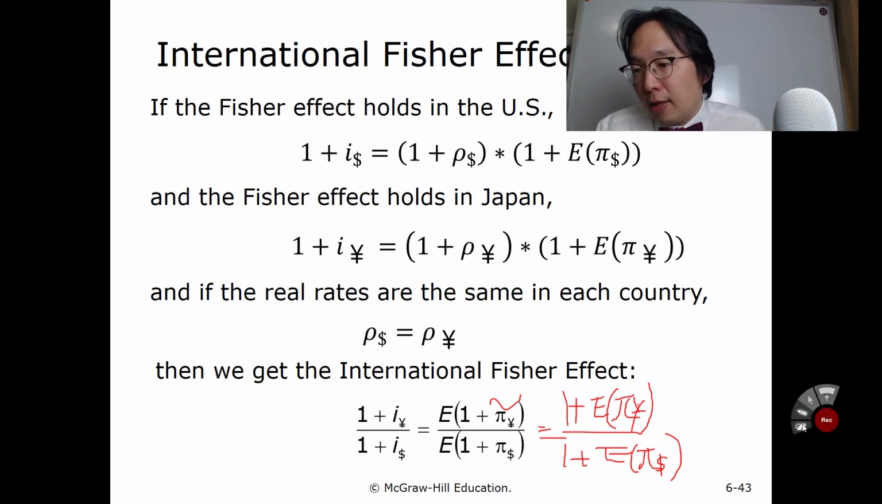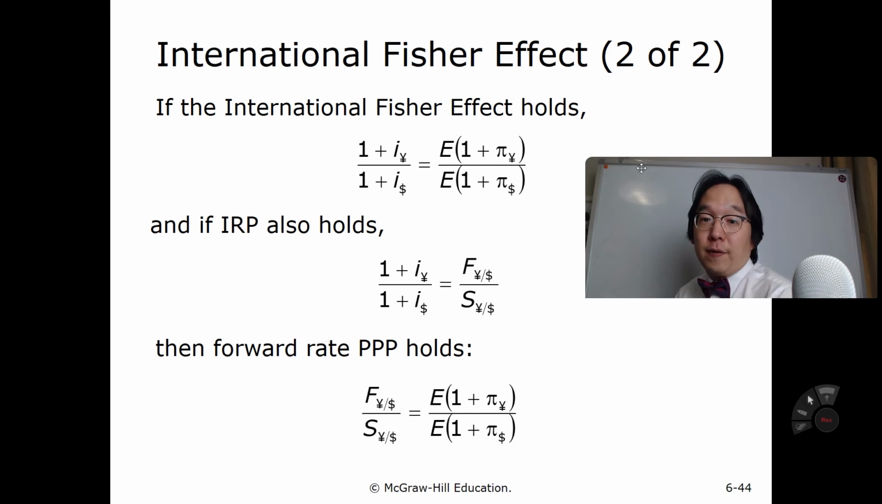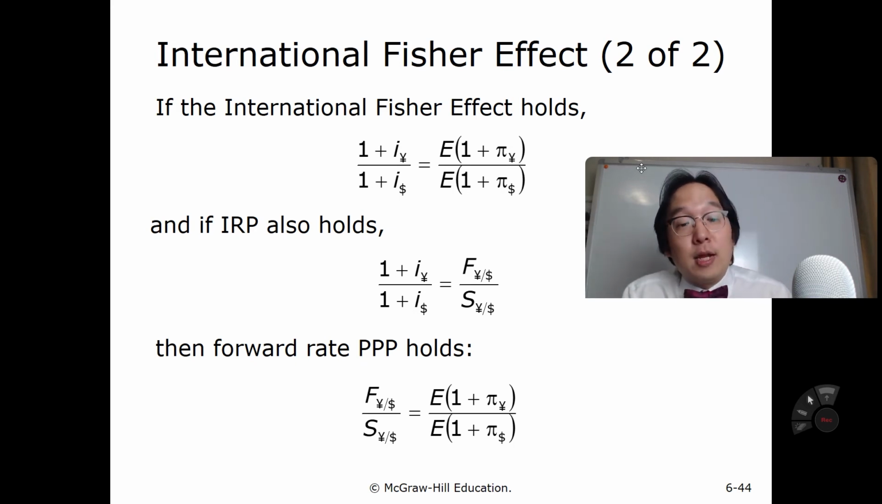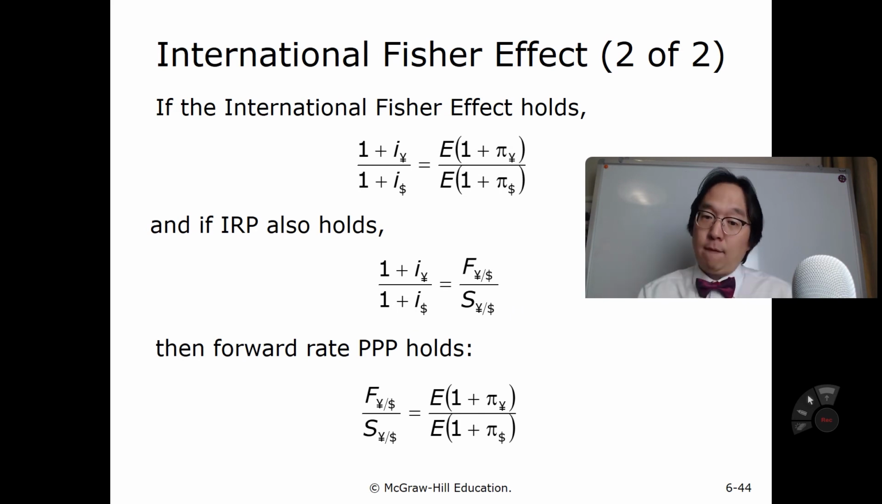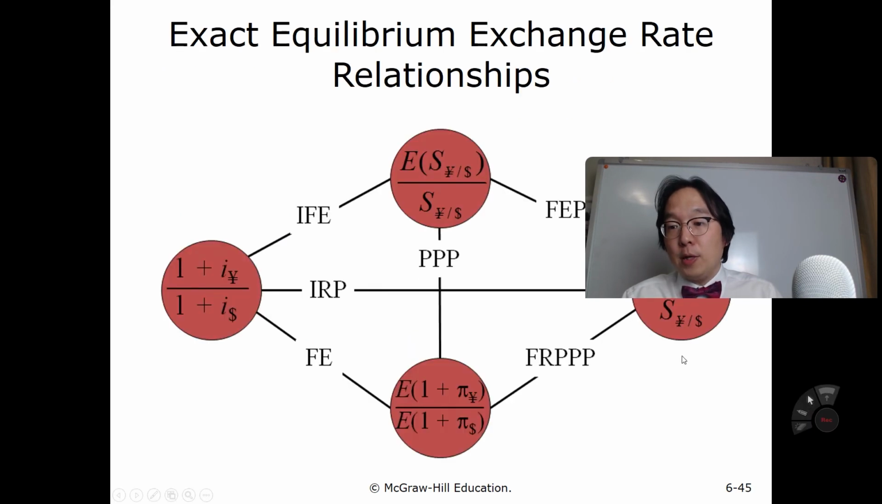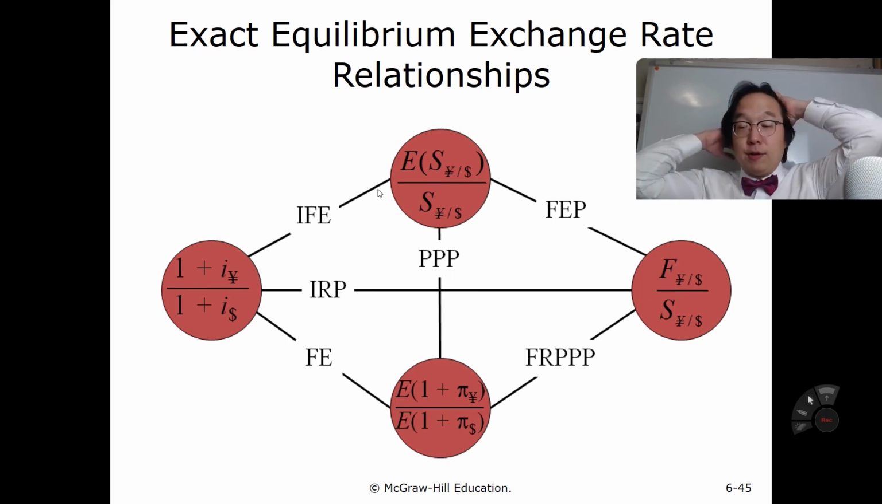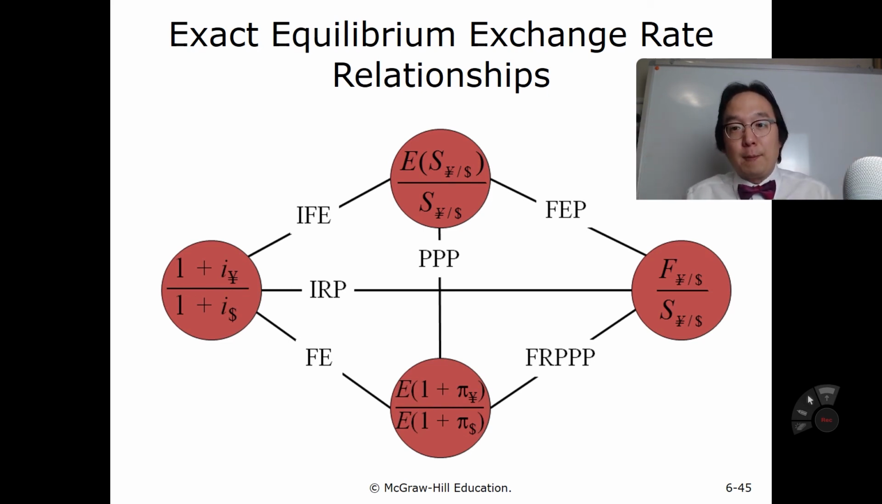Anyway, so getting back to this, all right. International Fisher effect, right? If the international Fisher effect holds, then this relation holds, and if interest rate parity holds, then this left-hand side term will be equal to the forward rate over the spot rate. Makes sense? Then forward purchasing power parity holds. The forward rate to spot rate should be 1 plus inflation rate over 1 plus inflation rate. Okay? So forward PPP holds like this. Now, the exact equilibrium exchange rate relationship holds like this, right? As it turns out, it's mathematically provable this way. That's the whole thing I'm trying to say.